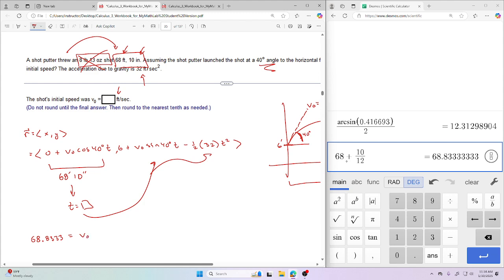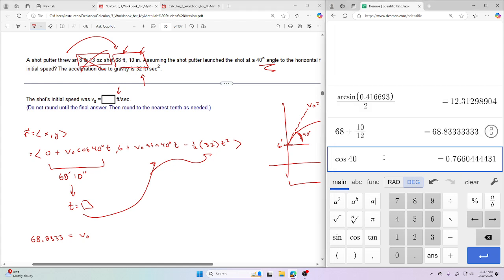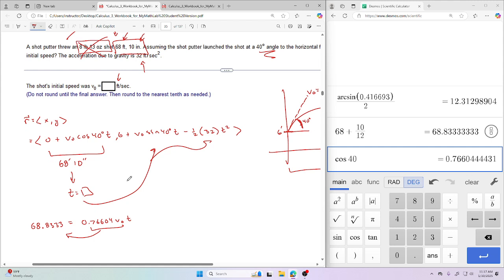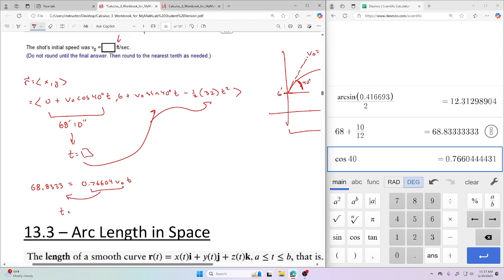So, I don't know what cosine 40 is. Let's see that. And in fact, because we got all this stuff here, 0.76604 V naught and then a T. Again, I want to solve for T so I can plug that in over on the other side. So I'm going to take all this stuff and divide it over here. Therefore, I get T is equal to 68.8333 divided by this decimal stuff. And I'm going to simplify that down here in just a second.